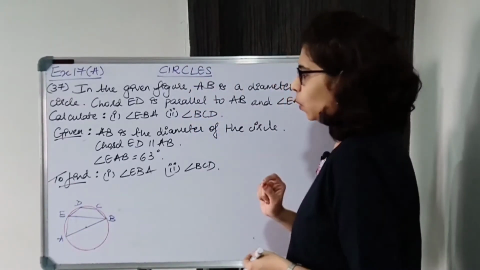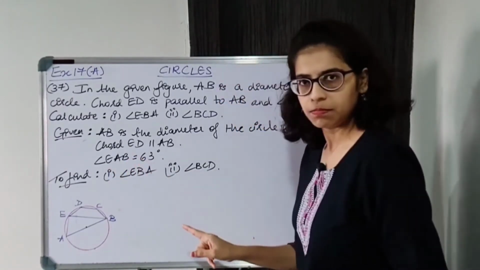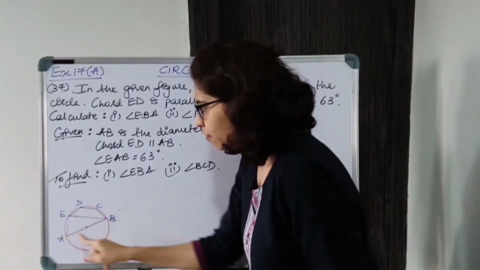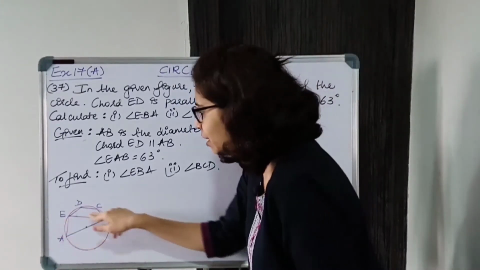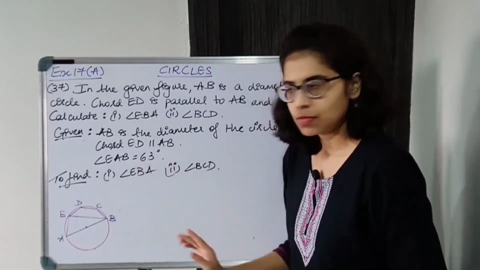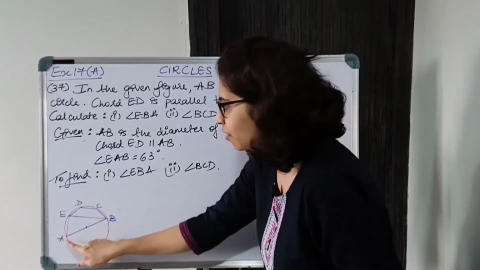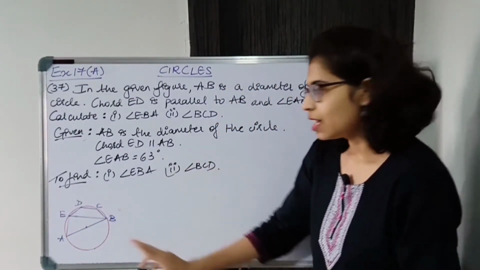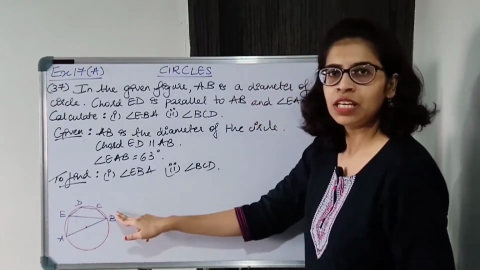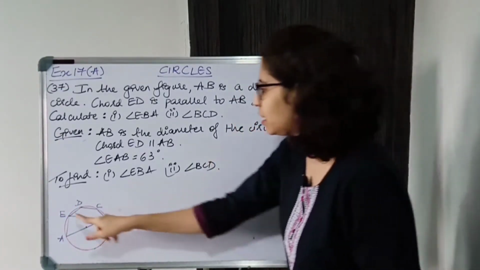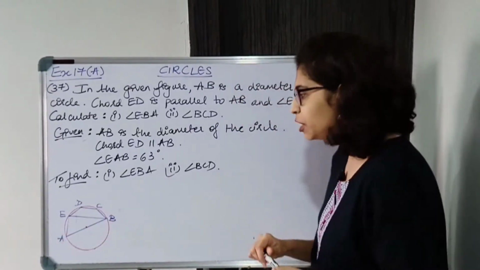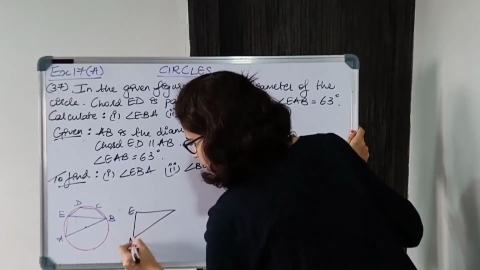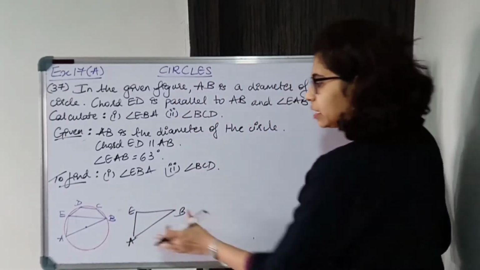ओके, नाउ वी आर गिवन एंगल EAB. EAB दिया हुआ है, EBA फाइंड करना है. व्हाट वी आर गोइंग टू डू? वी आर गोइंग टू कंसिडर द ट्रायंगल. EAB दिया है and we are told that AB is the diameter, मतलब angle AEB will be 90 degrees. I know EAB, I know AEB, I can easily find angle EBA. Okay, let me draw the triangle. It is like this, EAB. This is the diameter.